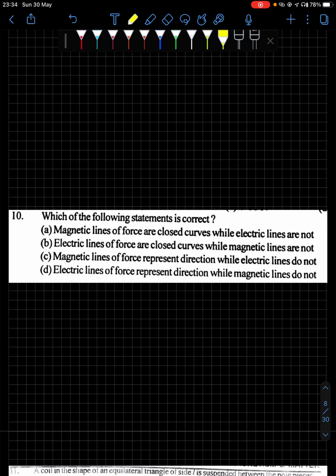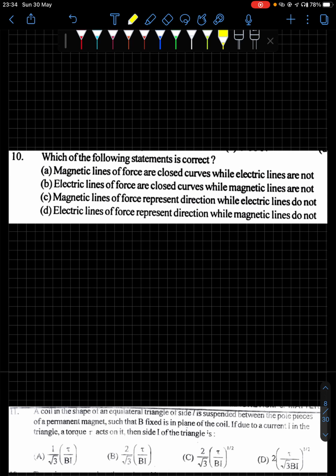Next, question number 10. Which of the following statements is correct? So you see, statement number A, magnetic lines of force are closed curves. Yes, that is correct, while electric field lines are not. I guess option number A is the right answer only. The second option, electric field lines are not closed curves, right? That we have discussed already in the theory. Now electric field lines are closed curves, so that is a wrong point. So option number B is cancelled.